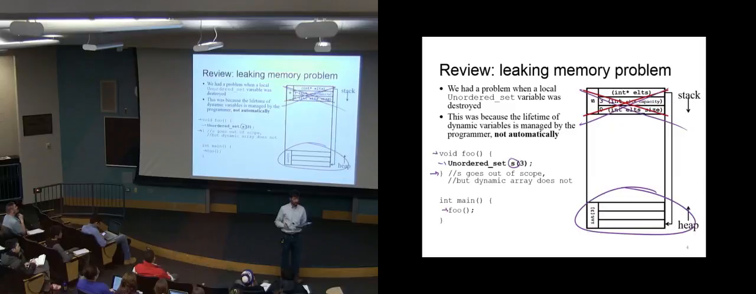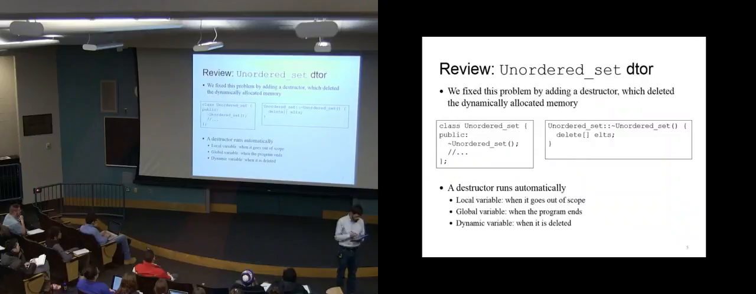When do heap allocated variables, dynamic variables, go away? When you delete it. Did I delete it with the code I have on this slide? No. Okay, we fixed that problem with a destructor. A destructor looks a lot like a constructor, has the tilde symbol at the beginning, and it runs automatically. It's sort of the opposite of a constructor. Constructors run automatically when the variable is created. Destructors run automatically when the variable goes away. So in this example, we had a local variable, and the local variable went away. The destructor runs. Hey, I can do whatever I want inside of my destructor. I'll call delete. Do you agree that calling delete will fix the problem we had on the previous slide?